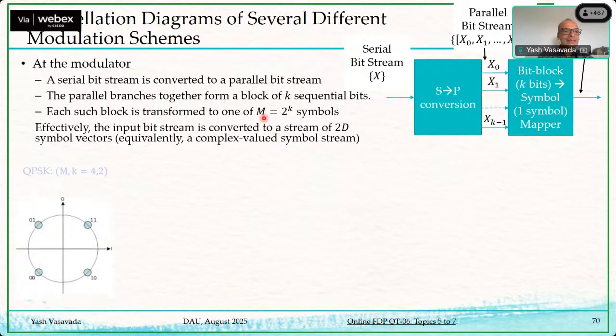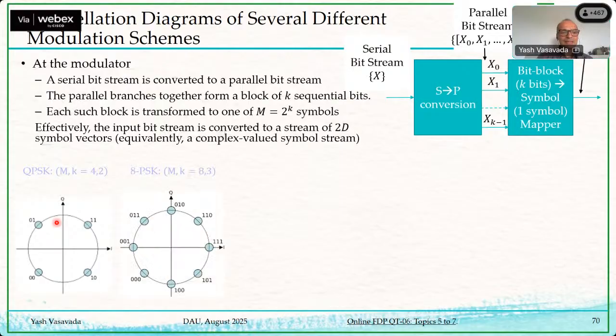So let's say if M is 4, then we can just do QPSK. This is showing the bit assignment. If 0, 0 is received, then you transmit this symbol, otherwise this, like that. 8 PSK we just looked at. Basically, you take 3 bits at a time and use those 3 bits to pick one of the 8 symbols.